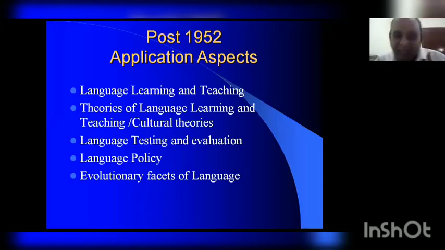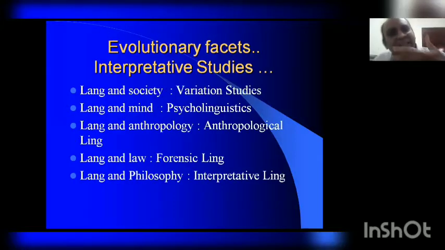But that which really concerns me is the last one, evolutionary facets of language. What do I mean by that? Have a look at this. When I say evolutionary facets, I talk about interpretative studies. This is where I try to bring in two different fields, two fields which have been mutually indifferent. I would say they have been reciprocally indifferent. For example, sociology and linguistics, reciprocally indifferent, nowhere connected, but they are coming together.